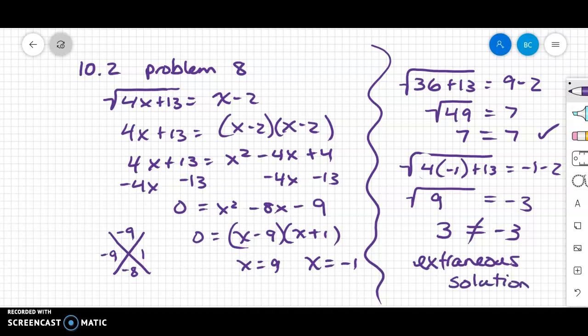I would not get too hung up on the whole extraneous solution thing. Try to check it, try to make sure it works, but if you're having a hard time with that extraneous solution, please don't worry about it. It definitely is an advanced part of this skill.